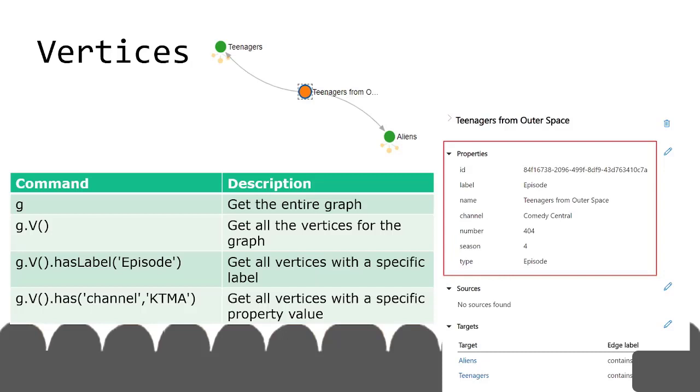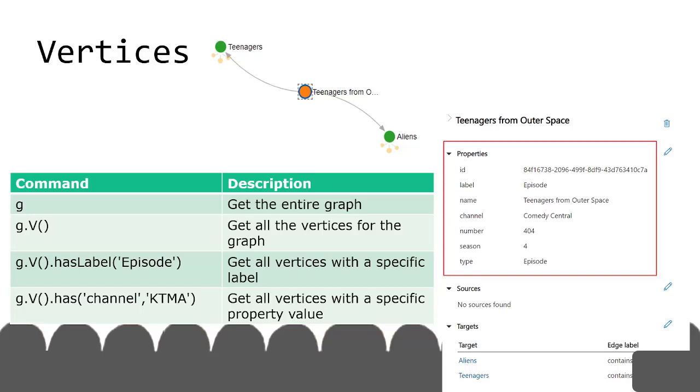Right, when it comes to the vertices, so when we do Gremlin queries, our queries start with G. Think of G as the graph. The graph is the collection of your vertices and edges. So G.V gets all the vertices for the graph. G.V.hasLabel episode, I only want the episodes, so it would give me that collection. And then G.V.has channel KTMA, so perhaps I only want all the vertices that were aired on KTMA.